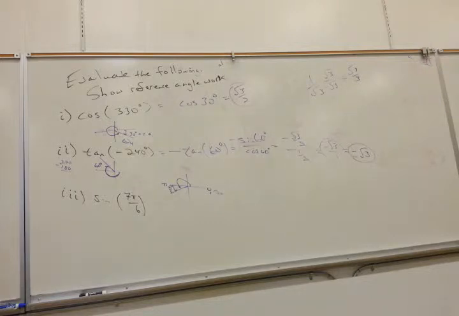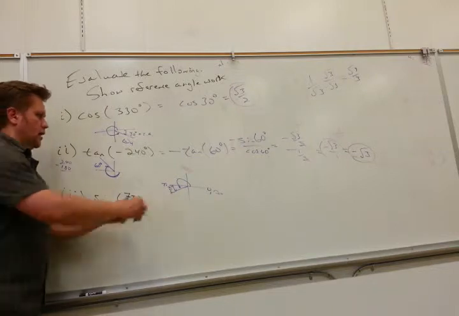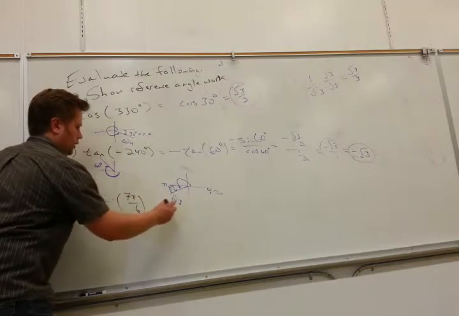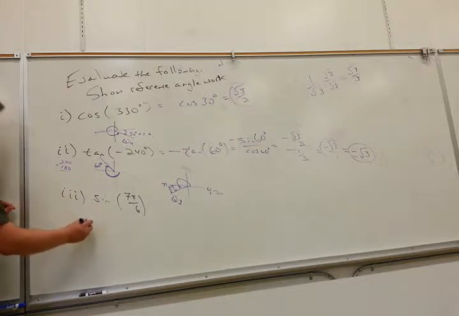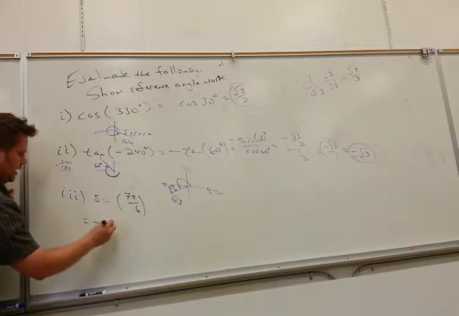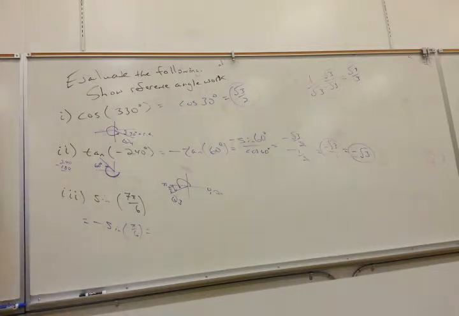You guys with me? Okay, good. So then my reference angle is pi over 6. My quadrant is quadrant 3. Sine is going to be positive or negative? Negative. So this equals negative sine of pi over 6.